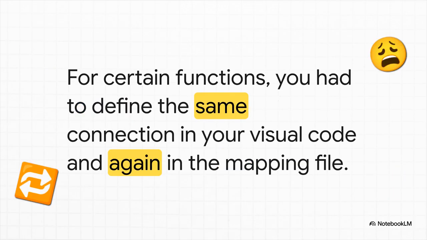You'd be staring at it thinking everything looks perfect, while the problem was hidden away in that text file you forgot about. And then, on top of all of that, there was just the sheer inefficiency of it all. For some functions, like say showing a soft key status on a screen, you'd have to define that connection in your code, and then you'd have to go define the exact same connection all over again in the mapping file. You're literally doing the same work twice. It's just a classic recipe for introducing typos and mistakes.